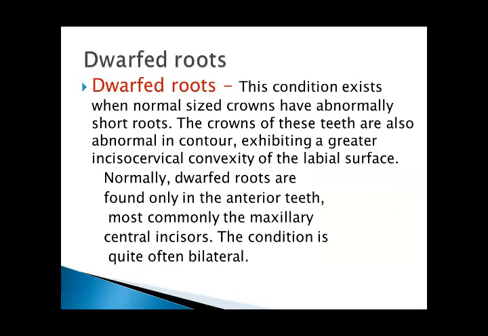Short roots. This condition exists when normal sized crowns have abnormally short roots. The crowns of these teeth are also abnormal in contour, exhibiting a greater incisocervical convexity of the labial surface. Normally, short roots are found only in the anterior teeth, most commonly the maxillary central incisors. The condition is quite often bilateral.